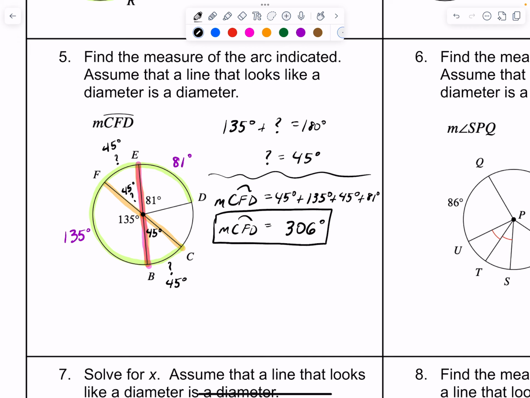All right, and just so before we move on, I know we didn't find it, but if I highlight the rest of that circle, arc DC, you should know that that is going to be 54 degrees, because all the way around the circle is 360 degrees. Okay, so just keep that in mind. We'll use that other times.